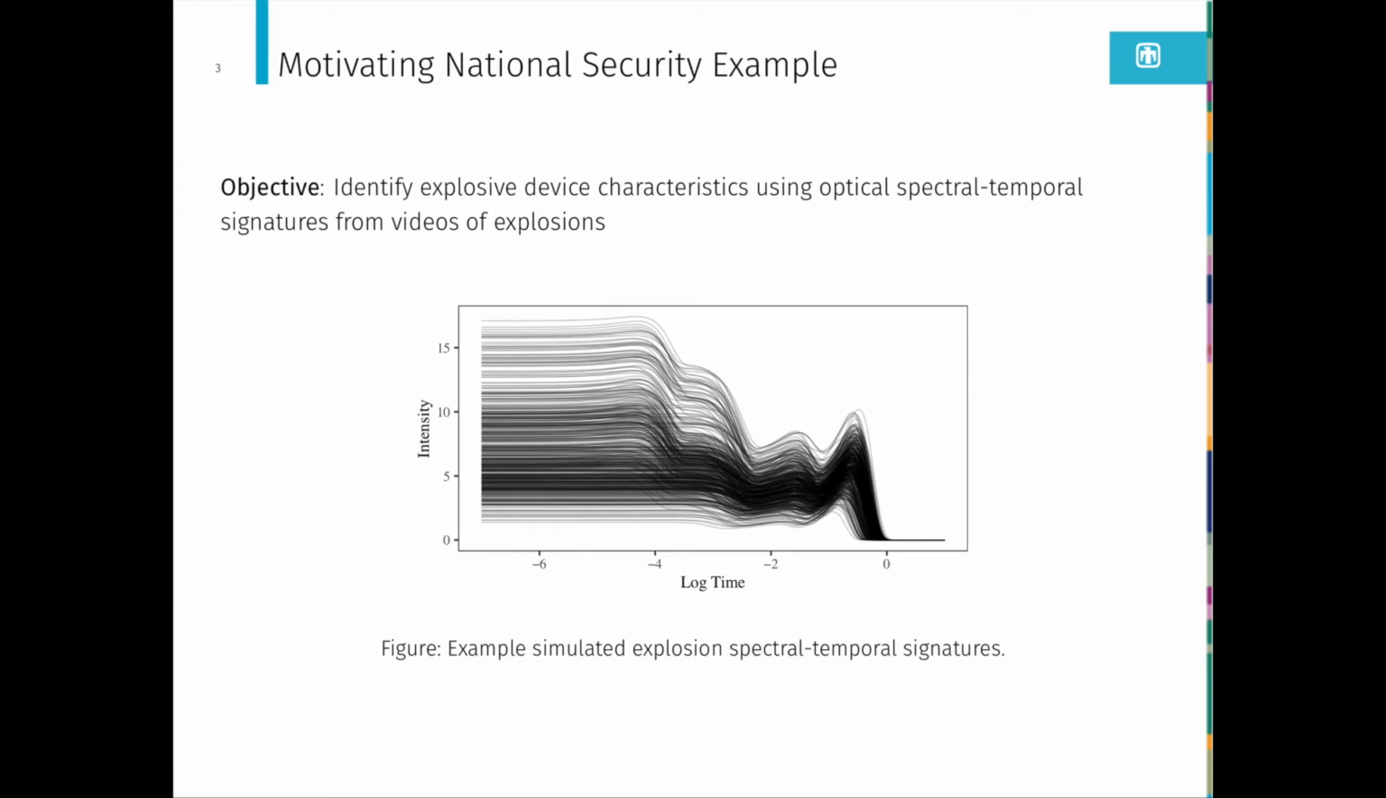Now, the shape of a function is affected by the type of explosive device used. For example, the timing of the peaks and the overall intensity are known to be affected by the type of device. Thus, the shape of the function provides information about the characteristics of the explosive device, and it is of interest for national security regions to be able to use these types of spectral temporal signatures to identify explosive devices in practice based on videos of explosions.